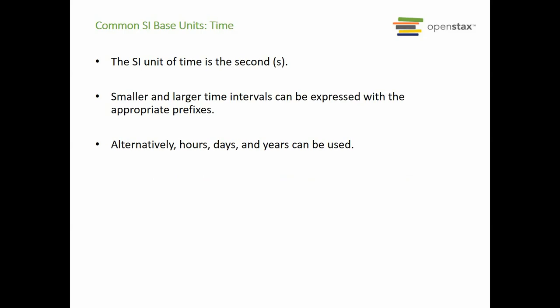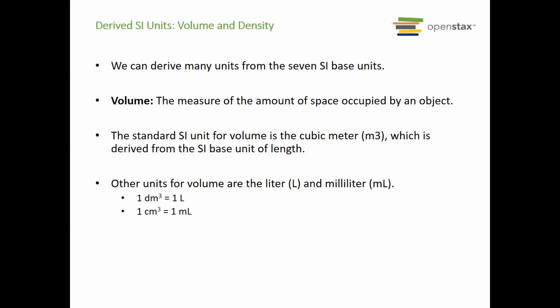The SI unit of time is the second. Smaller and larger time intervals can be expressed with appropriate prefixes, like nanoseconds. Alternatively, hours, days, and years can be used. We can derive many units from the 7 SI base units.